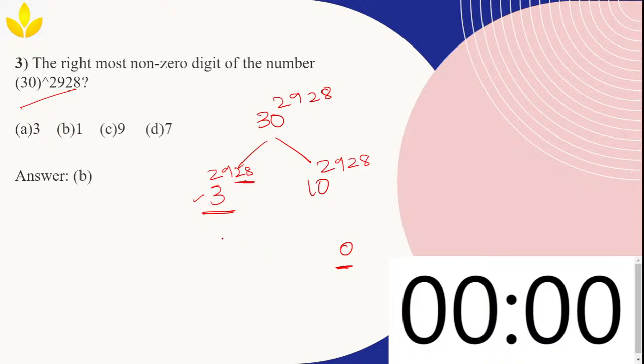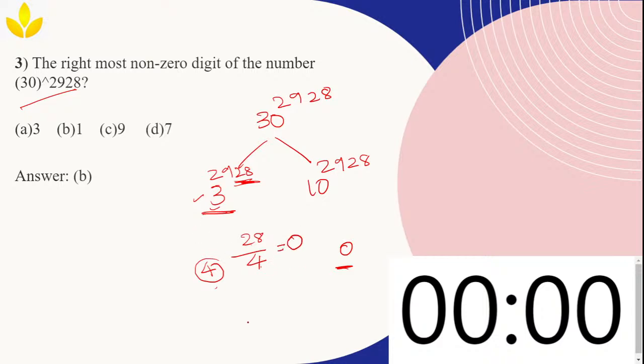When you start doing it, you already know the cyclicity for 3 is 4, and you also know the divisibility rule for 4, right? The divisibility rule for 4 is that you only check the last 2 digits. If the last 2 digits are divisible, then the number is divisible. If not, you will get a remainder. Now try dividing 28 by 4. 28 is completely divisible by 4, that's why the remainder is 0.